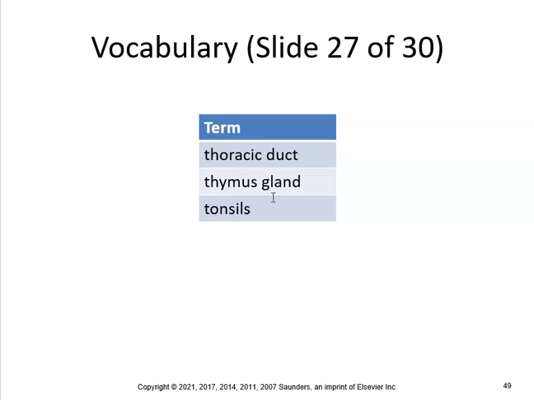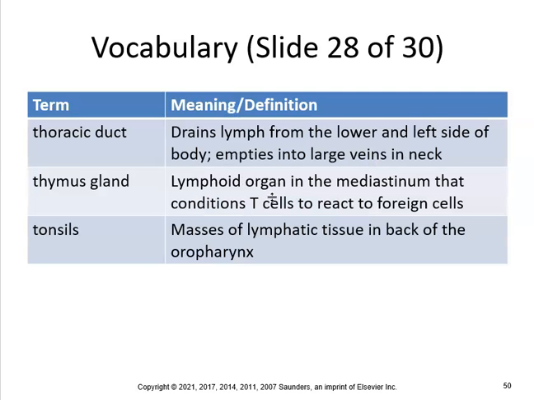Thoracic duct, thymus gland, and tonsils. The thoracic duct drains from the lower and left side of the body, and empties into the large veins in the neck. The thymus gland is a lymphoid organ in the mediastinum that's larger in kids and fetuses and helps to react to foreign cells. As an adult, it shrinks. Tonsils are masses of lymphatic tissue in the back of the oropharynx.